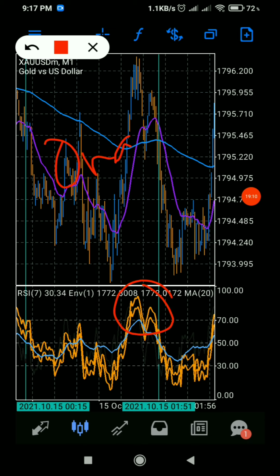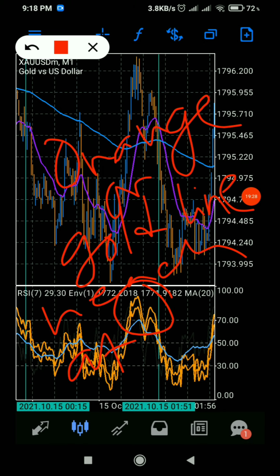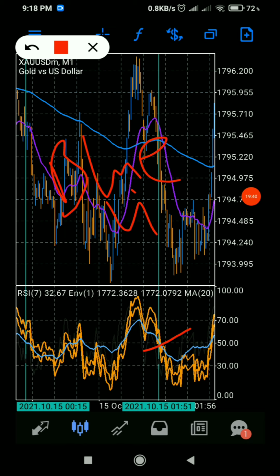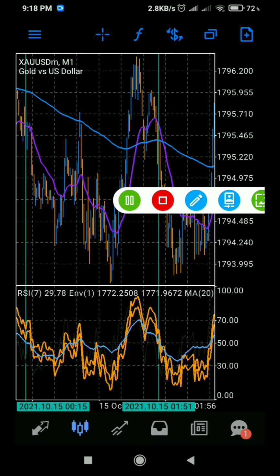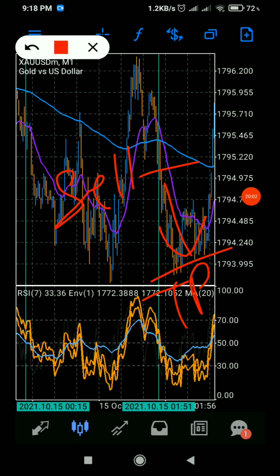Okay, see here. As you see, the sharp edge of orange reaches the 70 level. So here I am finding a sell opportunity, and at that time I have to confirm that the blue lines are crossing 50 from the upper level to down. That time we have to take sell entries.